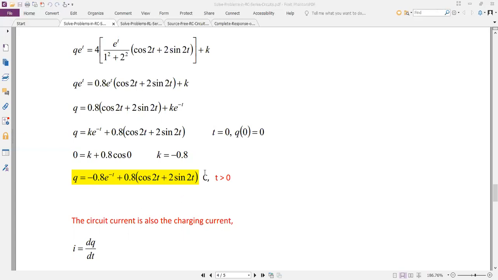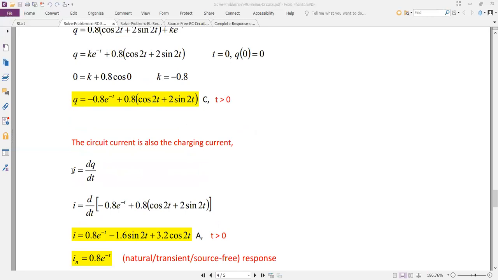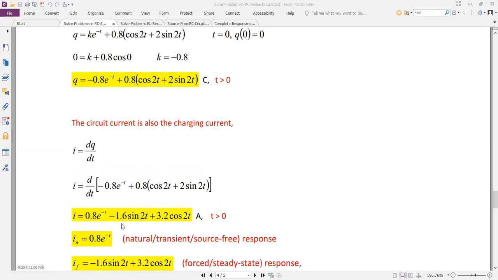This allows you to determine the charge in our capacitor at any particular time. Knowing the charge, you can find the current by differentiating the equation that you have for the charge. So if you differentiate, this will be your I. The negative sign was already taken care of by the negative argument of the exponential function here. So this is now your current.